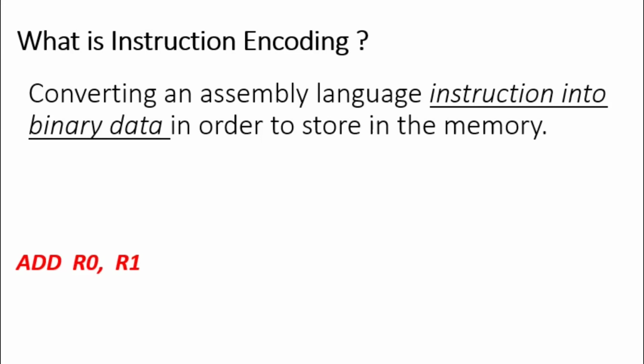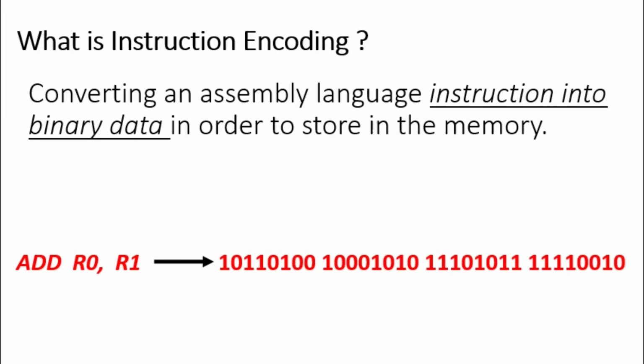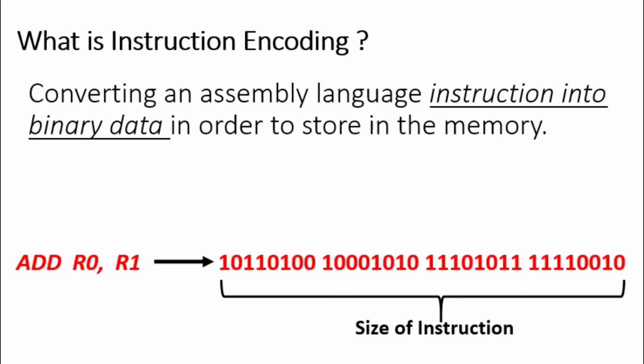So there is a necessity of converting the entire instruction into a binary format, which helps in storing that binary data in the memory, as well as the processor can decode it and understand what exactly that operation is and where that operation has to be performed. When an instruction is encoded into binary, the number of bits that instruction occupies is called the size of the instruction. For example, when I converted add R0 R1 into binary, it occupied 32 bits of binary data. So the size of this instruction is 32 bits or 4 bytes.